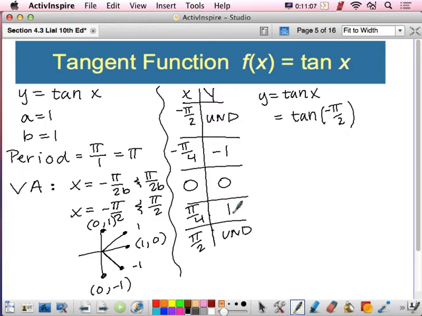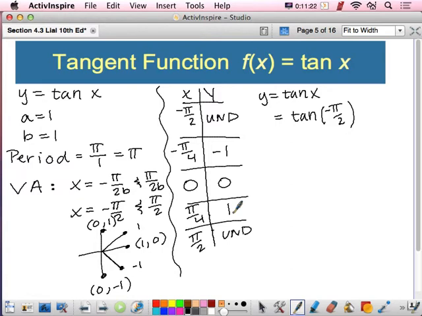And there's your table. They're really not bad, and they have a really nice pattern that I'll teach you, so don't worry too much about it. Once we get through tangent and cotangent, I'll teach you the pattern. Any questions right there? All right, let's graph it.